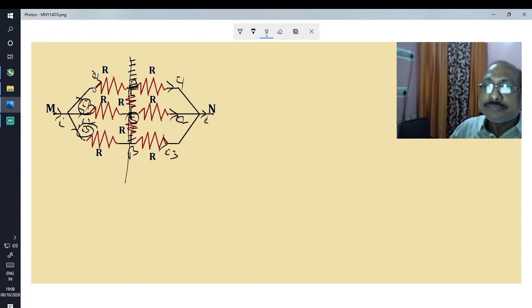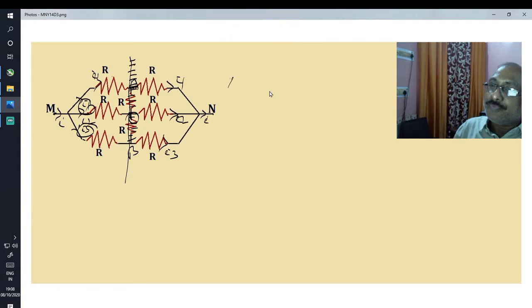Here I1 is coming at this point, and without getting divided, it is going ahead. Similarly, I2 is also approaching at the point O, it is not getting divided, goes ahead. Similarly, I3 without any division goes ahead. It means current is not getting divided at the points A, O, and B.